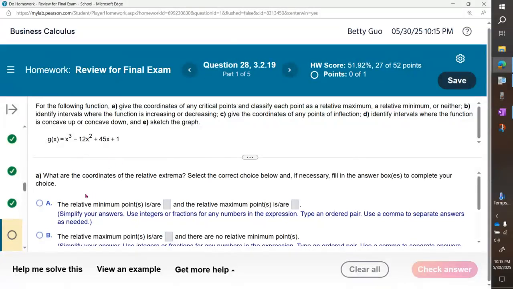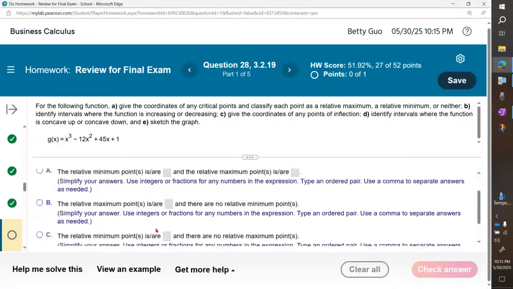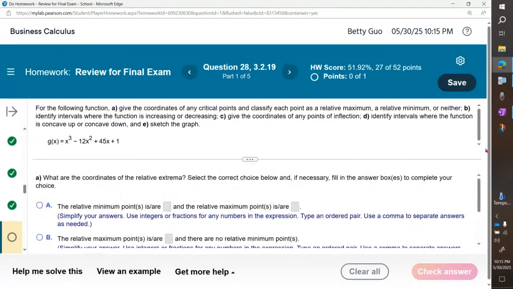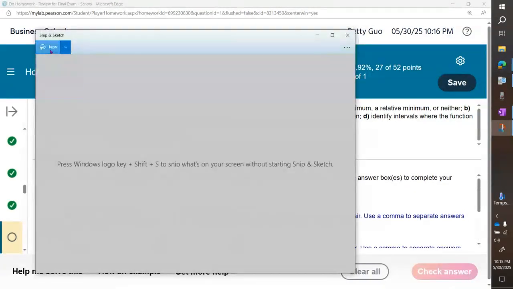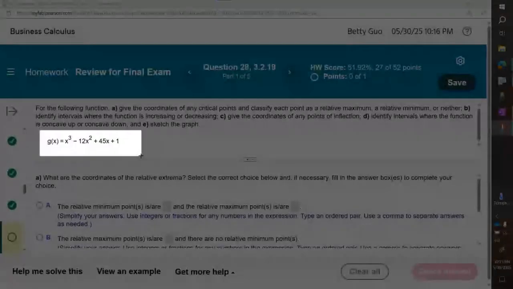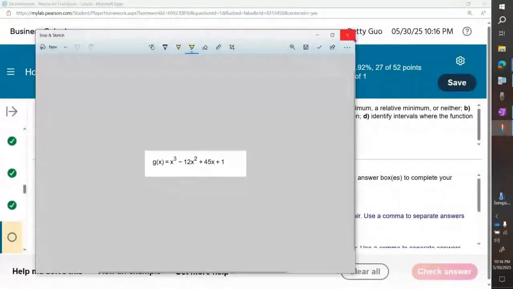Luckily, the function seems not very challenging. Part A, what are the coordinates of the relative extrema? Select the correct choice below and if necessary, fill in the answer to complete your choice. So let's see. Let's first take the derivative of the function. Be patient, this question is going to take a little bit of time.